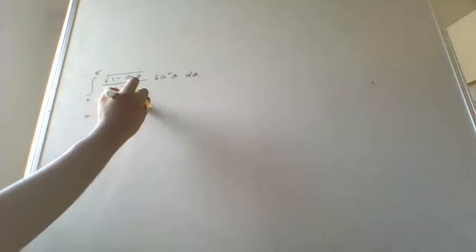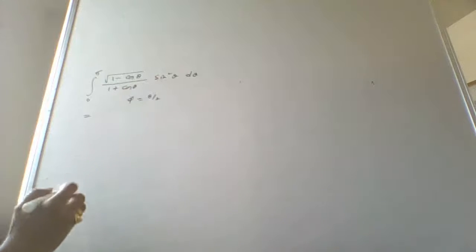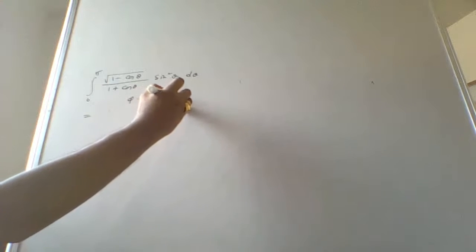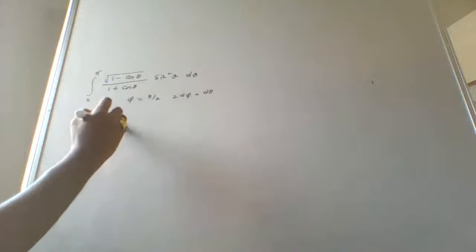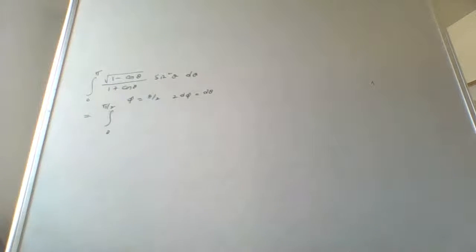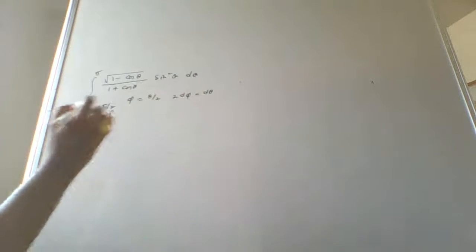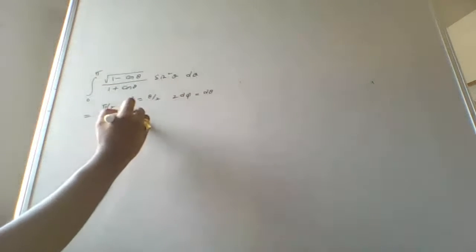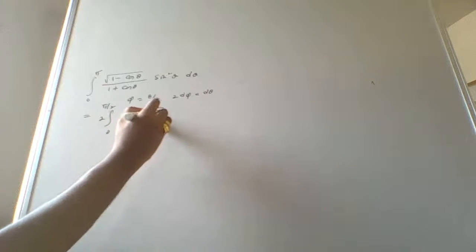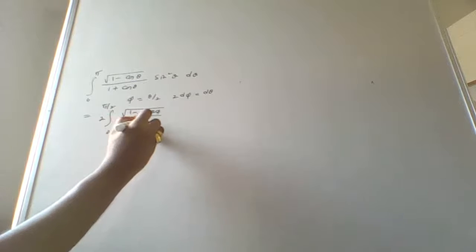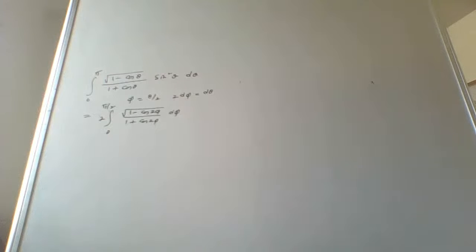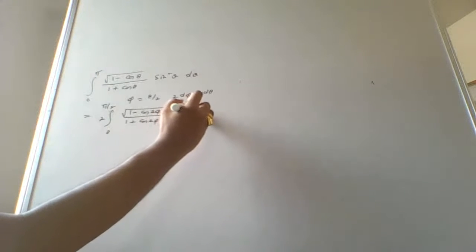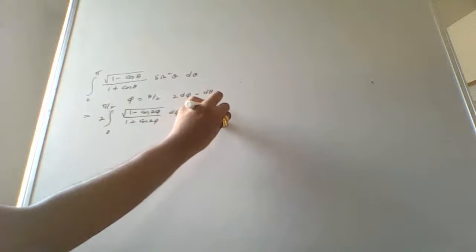Again, if you consider phi as theta by 2, so you have 2 d phi as d theta. Okay, and here you get 0 to pi by 2. So this is 2 times, so to take it outside, square root of 1 minus cos 2 phi divided by 1 plus cos 2 phi, and this is d phi. Also we have, don't forget that, sine square 2 phi. That's all.